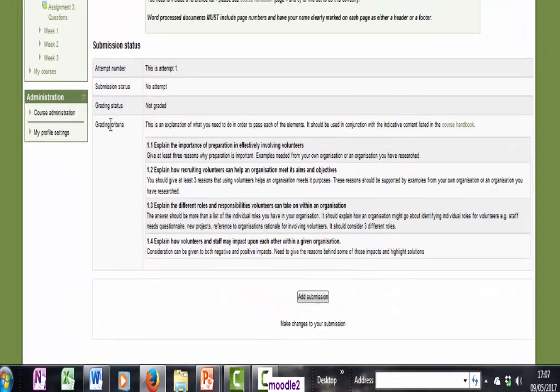This is the second thing that you need to look at, which is the grading criteria. And there you will find under explain the importance of preparation in effectively involving volunteers, it says give at least 3 reasons why preparation is important. So you will find some of the content and reasons in the course handbook in the indicative content, and it's saying here that you need to talk about at least 3 of those. So it's giving you an idea that if you do 3, that is enough, sufficient for the level of this course that you are undertaking.